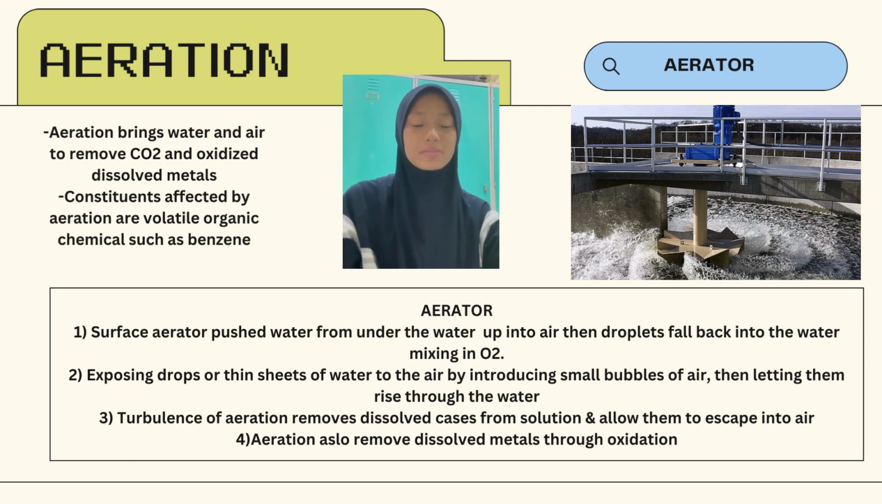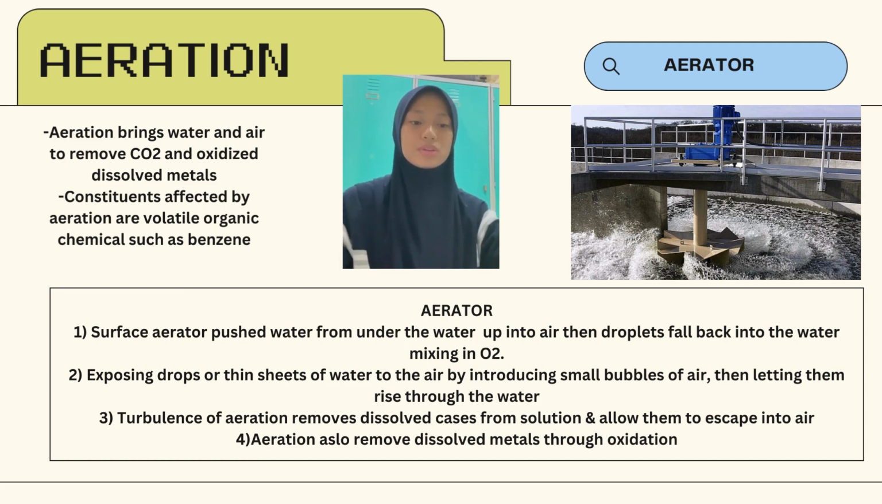Constituents commonly affected by aeration are volatile organic chemicals such as benzene, which can be found in ammonia, chlorine, carbon dioxide, hydrogen sulfide, methane, and iron. In the image that I attached in the slide is an aerator. An aerator is used in this process.